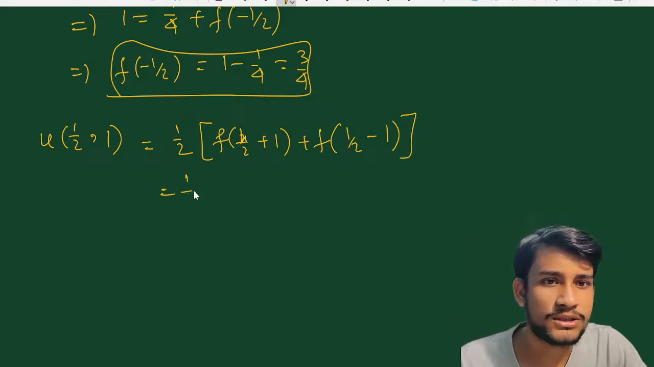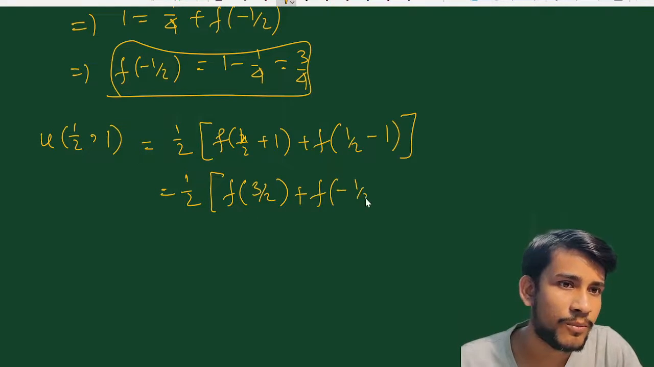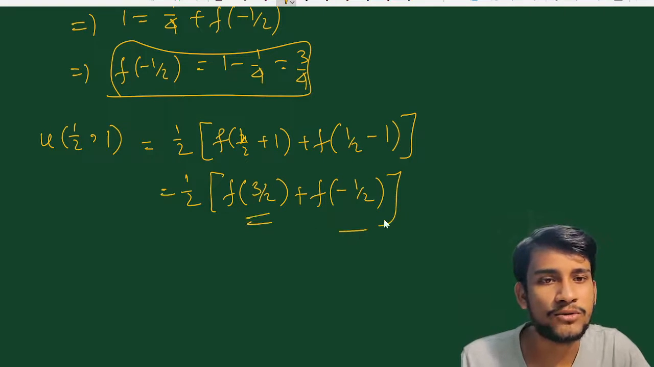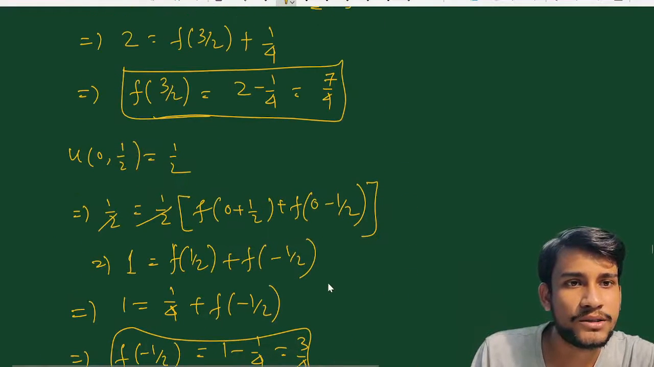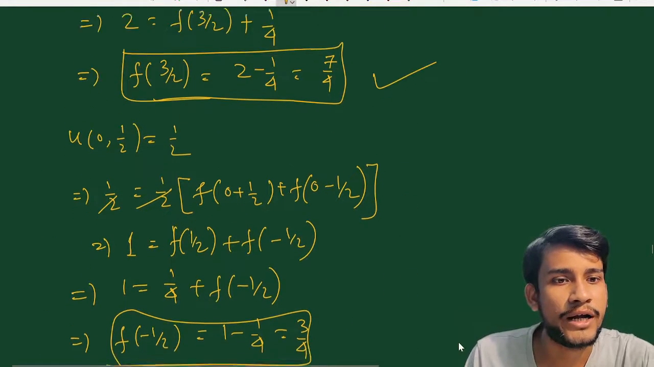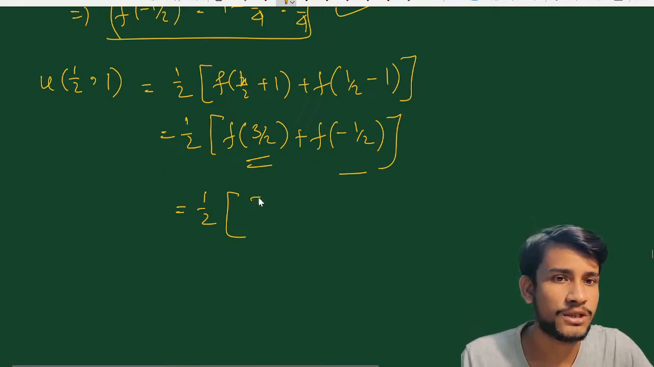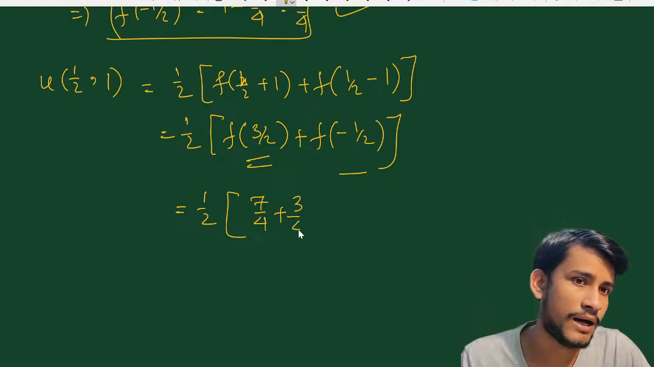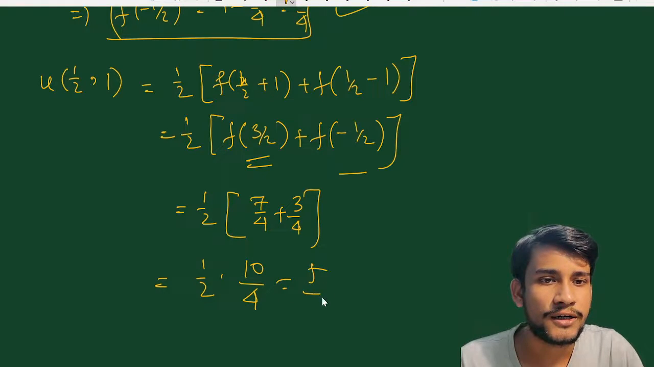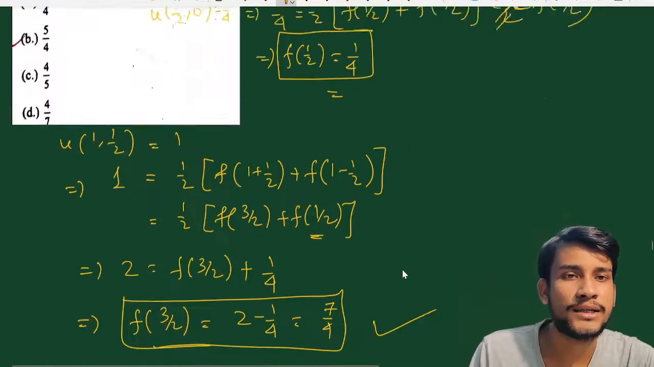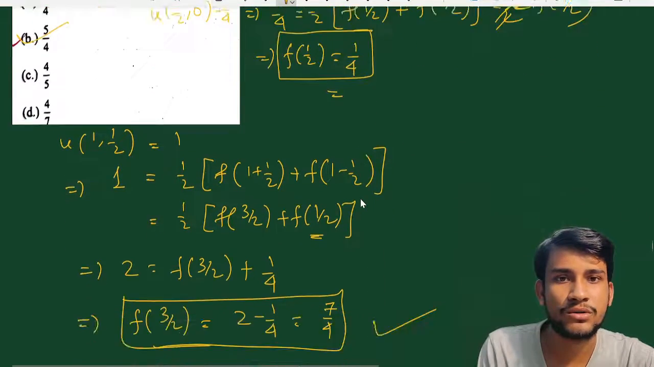So this is equal to 1 by 2 into f of 3 by 2 plus f of minus 1 by 2, and we know all the values. The value of f of 3 by 2 is 7 by 4, and f of minus 1 by 2 is 3 by 4. So put in the values: 7 by 4 plus 3 by 4. So this is equal to 1 by 2 into 10 by 4, which is equal to 5 by 4. Clear? So the answer is 5 by 4. Option B is correct here. Now go to the next question.